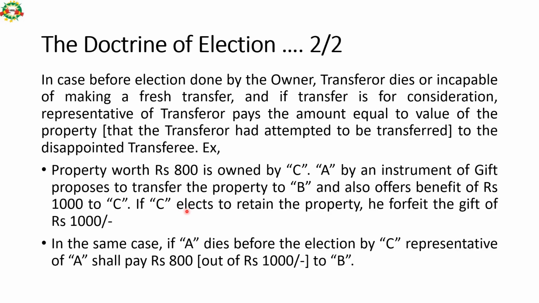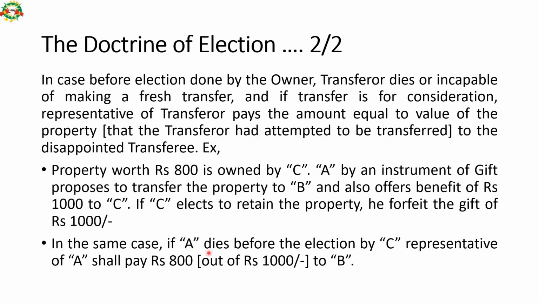So C dissented. In the same case, if A dies before the election of C, the representative of A shall pay rupees 800 to B. This is a little bit complicated and difficult to understand, but from an examination perspective, try to understand this concept a little. If any question comes, you may be able to answer it.